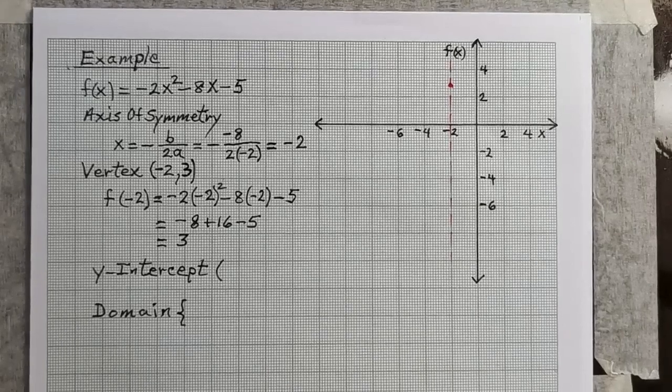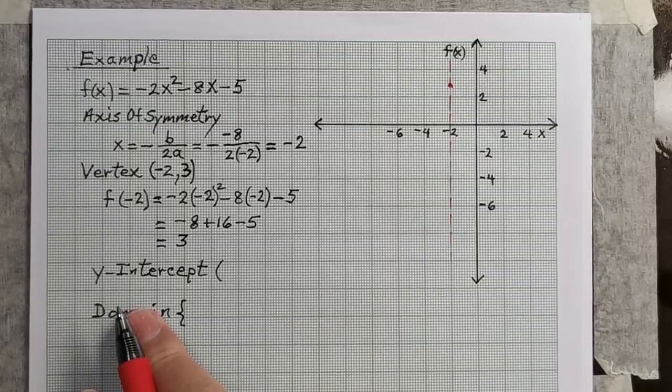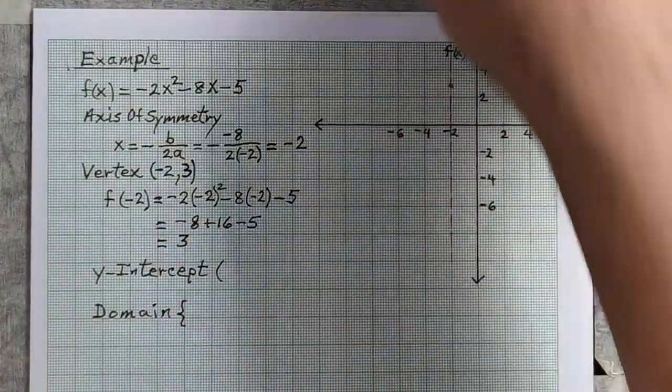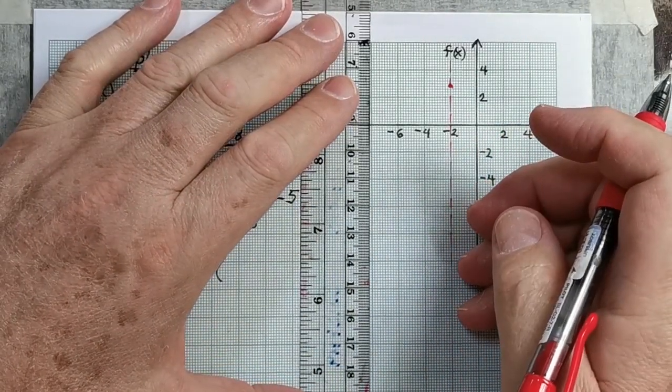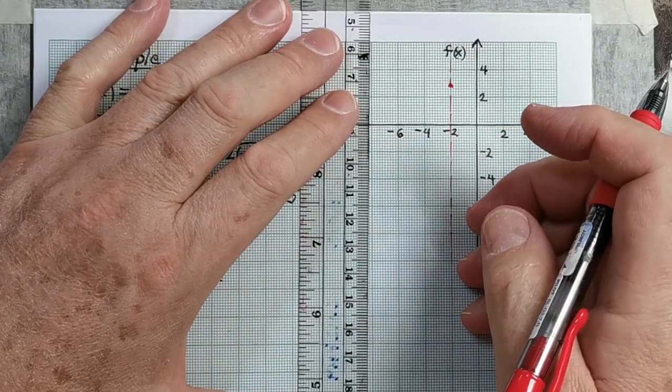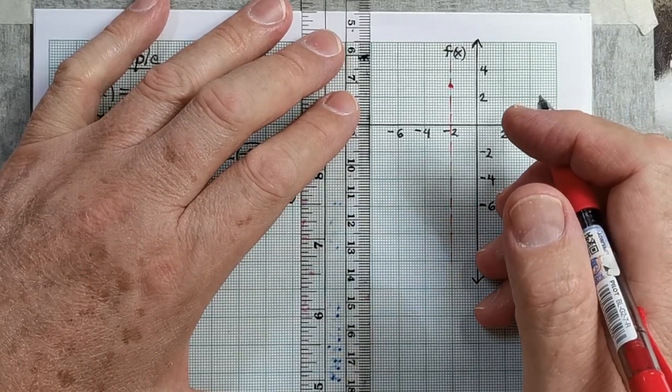Now I need some other points in order to find the equation of this graph. The next one that's very easy to find is the y-intercept. The y-intercept is extremely easy to find. And we'll do that. But first of all, let me make myself a little table of x and y so that hopefully we can keep track of everything here.